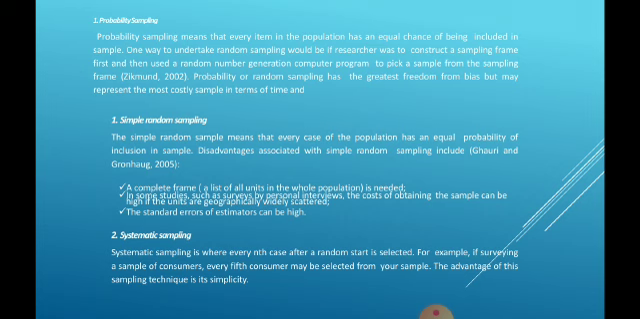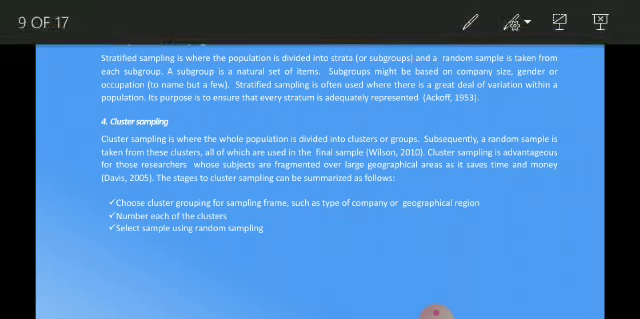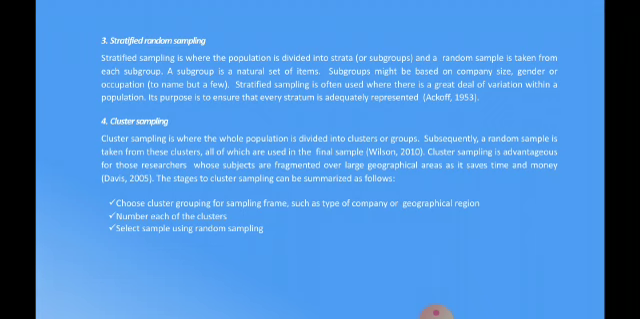For example, if surveying a sample of consumers, every fifth consumer may be selected from your sample. The advantage of this sampling technique is its simplicity. Third method, stratified random sampling. It is where the population is divided into strata and a random sample is taken from each subgroup.